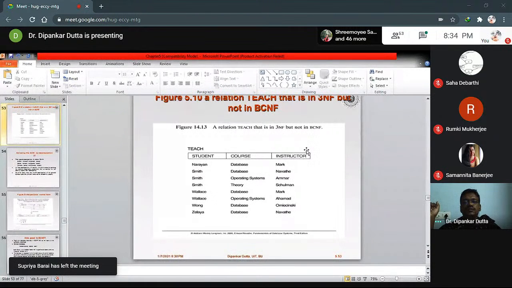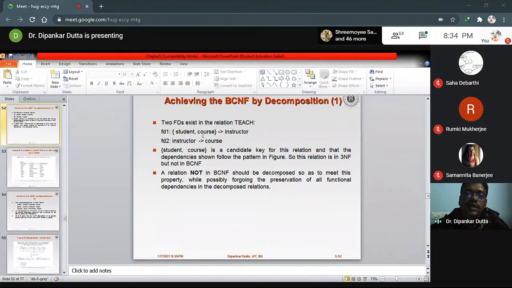And see here, student and course determine instructor, and here instructor determines course. But this course is a part of the prime attributes. Transitive dependencies do not apply in the case of prime attributes; they are for non-prime attributes. So transitive dependencies are not here.